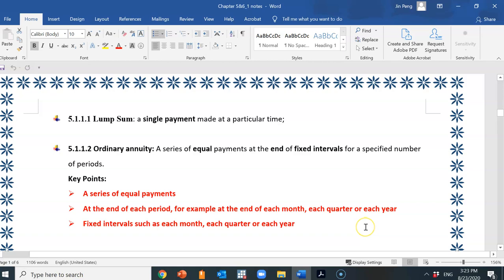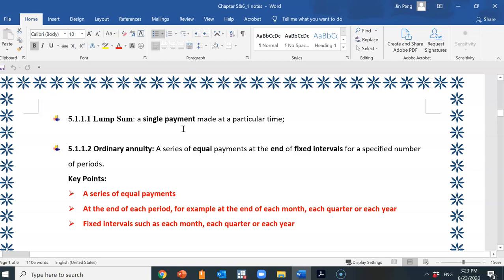Okay, the first type of cash flow is a lump sum. It's a single payment made at a particular time. This is the most basic format of cash flow. Any type of single payment can be called a lump sum. It could be a cash outflow or a cash inflow, as long as it's a single payment.